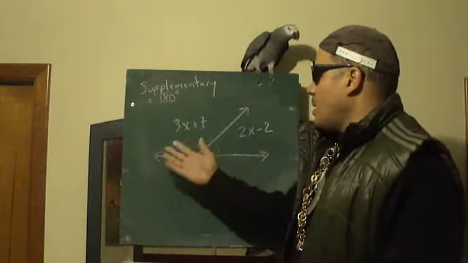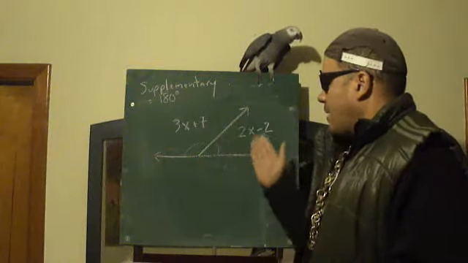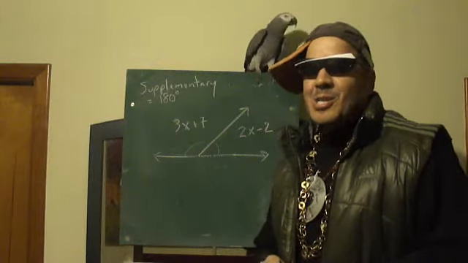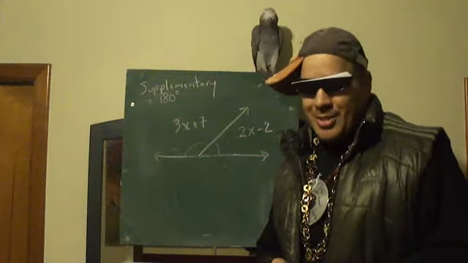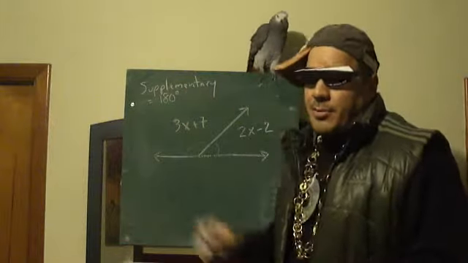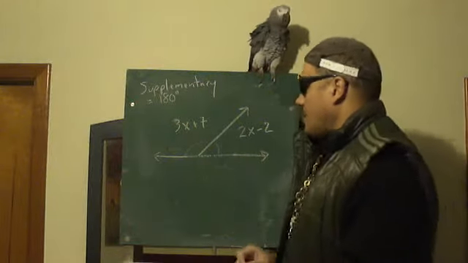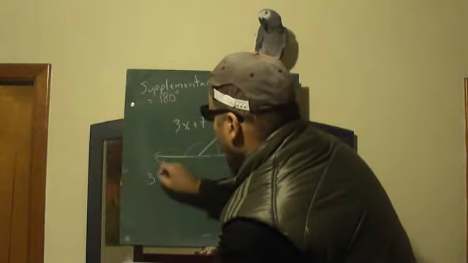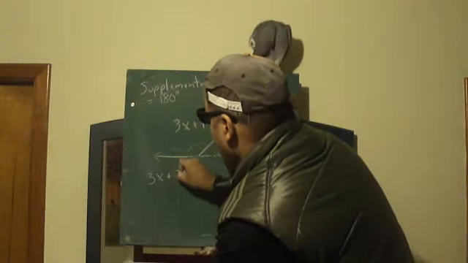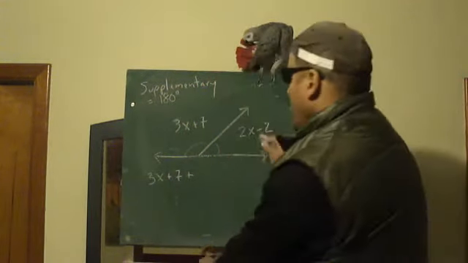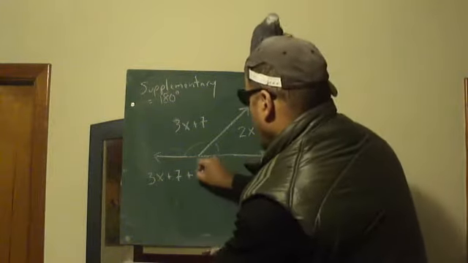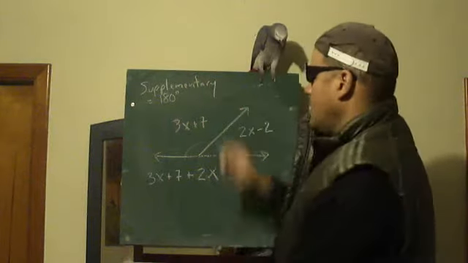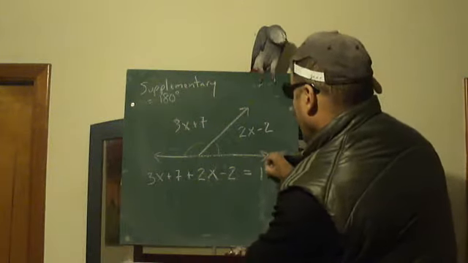So we know that the sum of this angle and this angle together equals what? It equals 180 degrees. Okay? So that's the information we're going to use to set up this equation. But you have to know what supplementary is. They add up to 180 degrees. So let's write out an equation. This angle, which is 3x plus 7, plus this angle, 2x minus 2, equals what? Equals 180. So we write out 180.